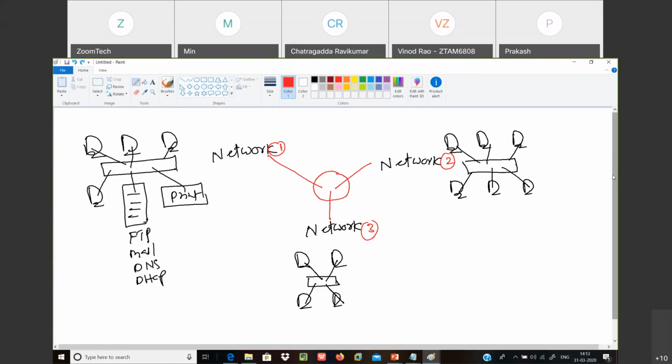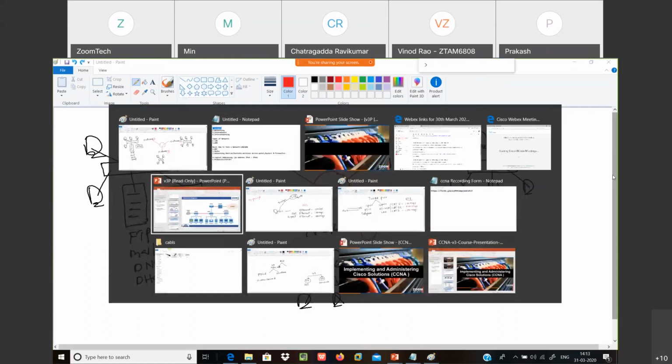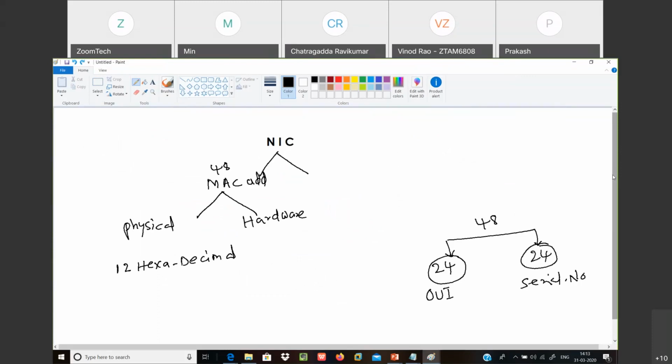To form a network, the first basic requirement is the NIC, the network interface card. The network interface card is used to interface with the network. It has an address called the MAC address, also called the physical address or hardware address. The 48-bit MAC address is represented in 12 hexadecimal digits. The first 24 bits indicate the OUI, the Organizationally Unique Identifier. The second 24 bits are the serial number of the NIC.